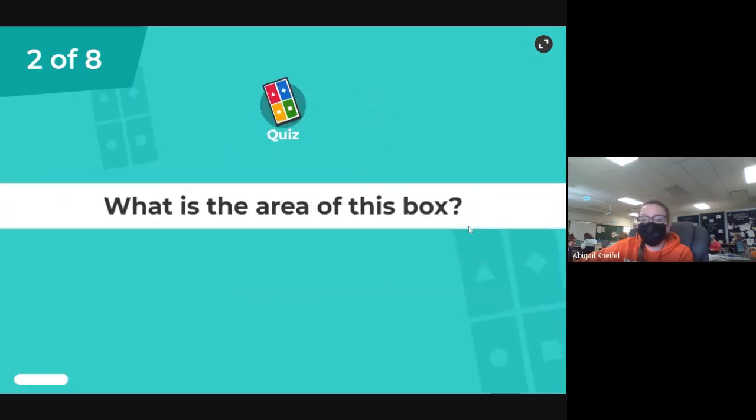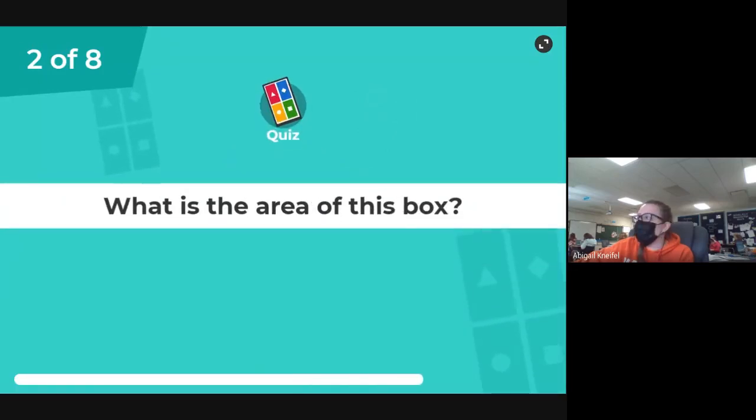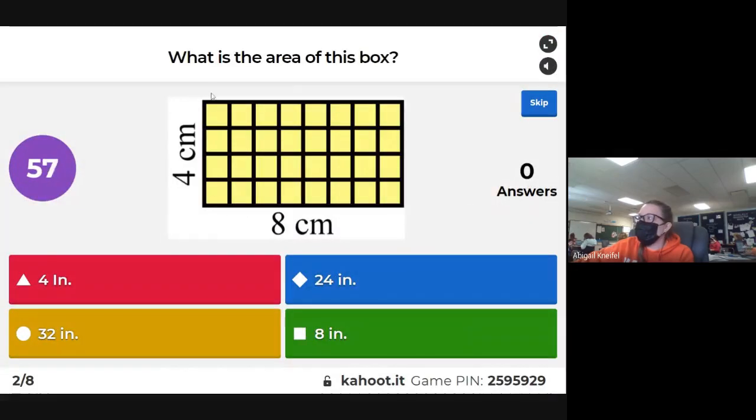Next problem. What is the area of this box? 4 centimeters, 8 centimeters. You are finding area.